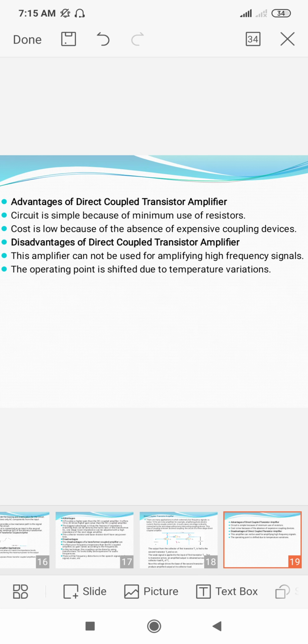The next is advantages of the direct coupled amplifiers. The circuit is simple because of minimum use of resistors. The second advantage is low cost, because of the absence of expensive coupling devices. And next, disadvantages of the direct coupled transistor amplifier. First, these amplifiers cannot be used for amplifying high frequency signals. Second, the operating point shifts due to temperature.